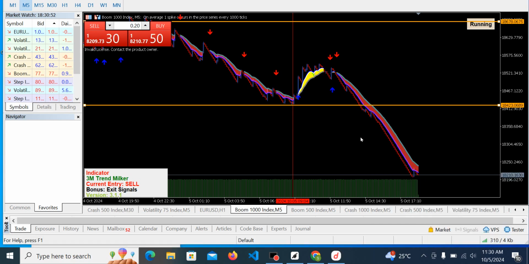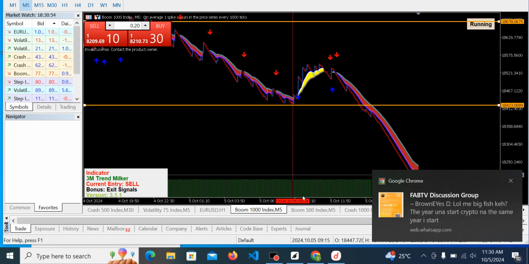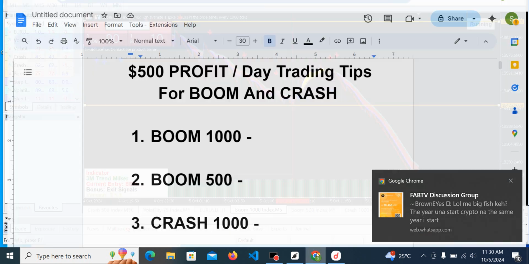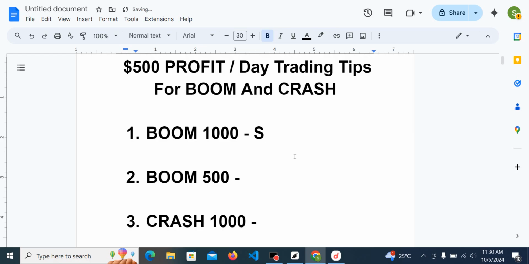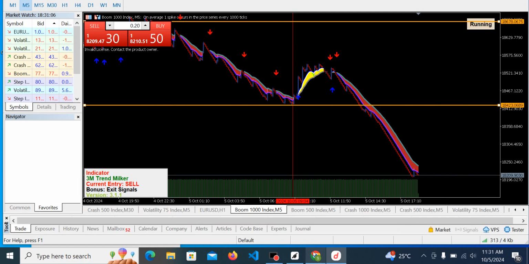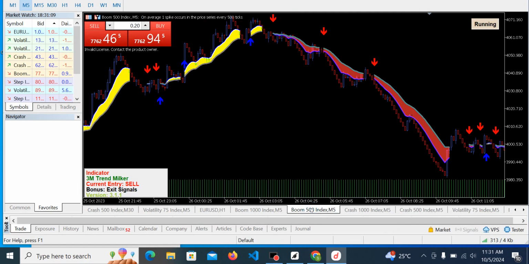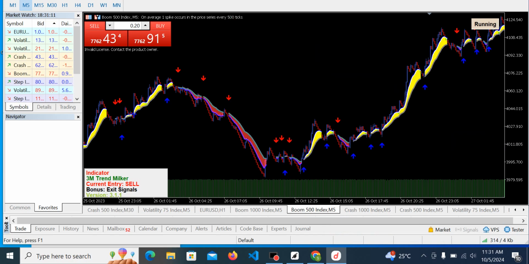And of course guys, this has been more of a selling opportunity than a buying opportunity. At this point it is very close to a support zone, so we need to be very careful right now. If it's unable to break out from there, then it will have a total change in direction of the market. Okay, next asset is going to be Boom 500.